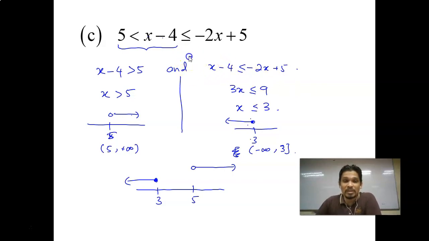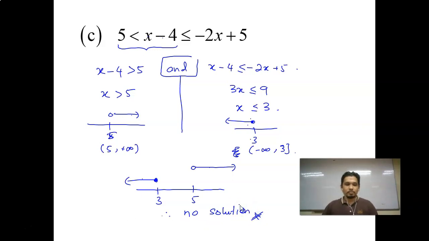Because we are depending on this term, and when we look at this picture, we found that there is no intersection between this line and this line. So we come up with the answer that there is no solution. There is no intersection, meaning there is no solution.